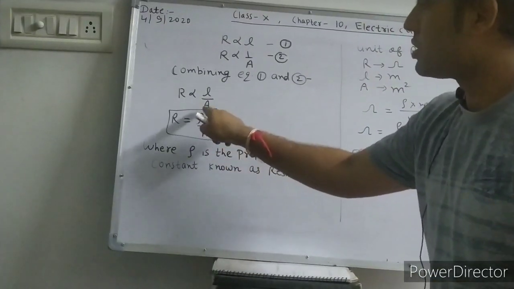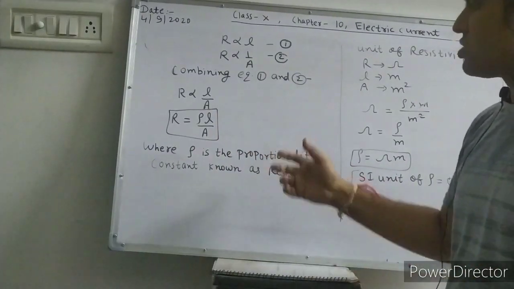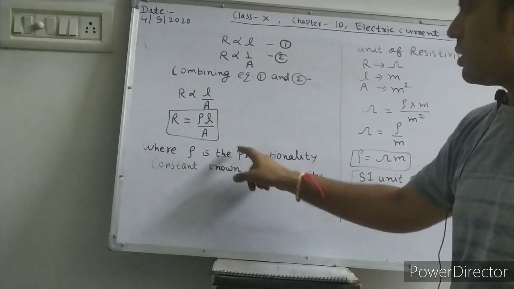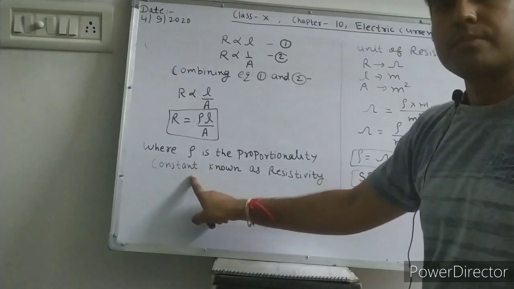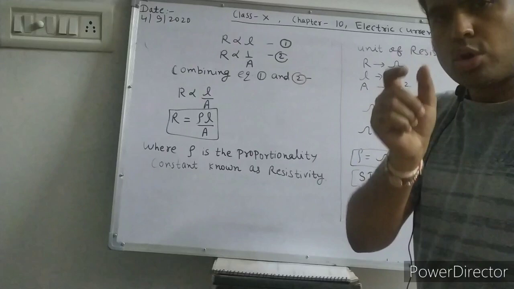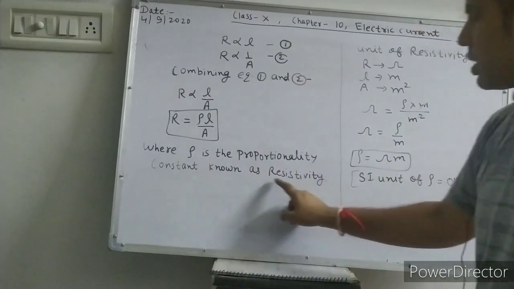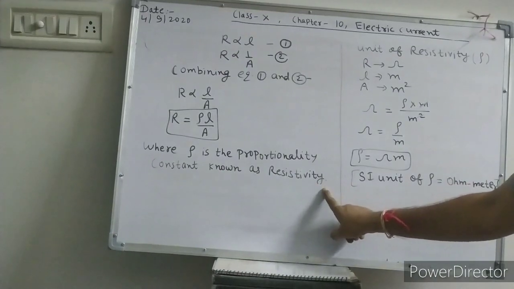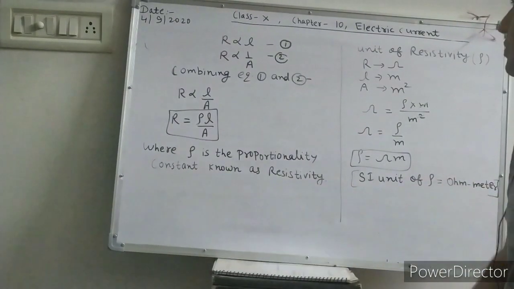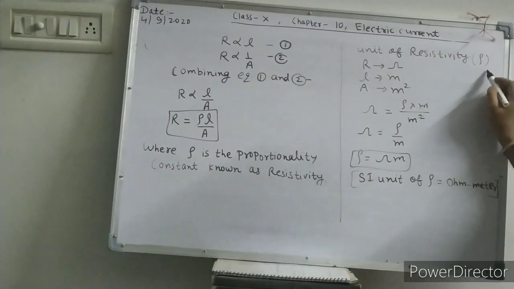You will call this sign rho, L upon A. What is rho? Here rho is the proportionality constant, because when you remove the proportionality, you get the constant. This is called the proportionality constant, which is called resistivity. Now what is the unit of resistivity, or rho?